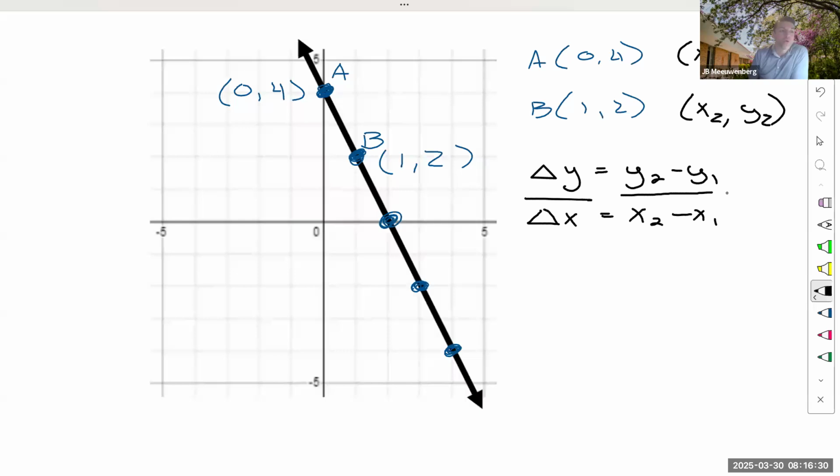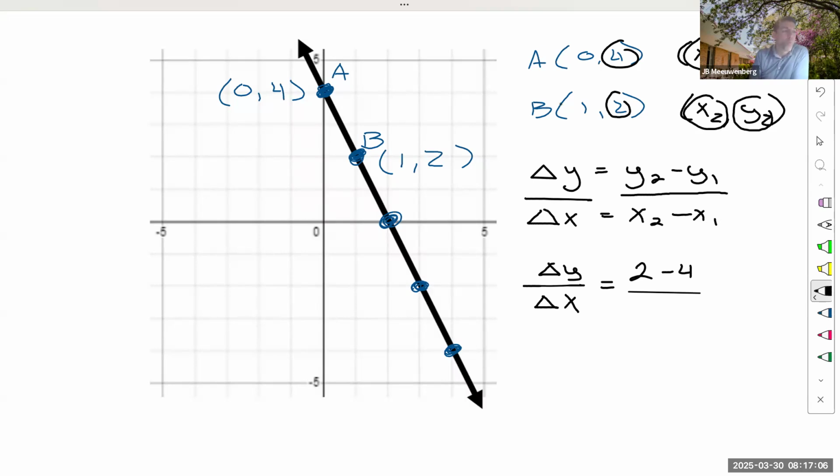If you recall from earlier, we write these as a ratio or as a fraction. In this scenario, we would say our change in our y value compared to our change in our x value. Remember, dependent variable compared to the independent variable. That would be y sub 2 minus y sub 1, 2 minus 4, over x sub 2 minus x sub 1, 1 minus 0. If we simplify that, we have negative 2 on top and 1 on the bottom. And we say then that this is our slope.